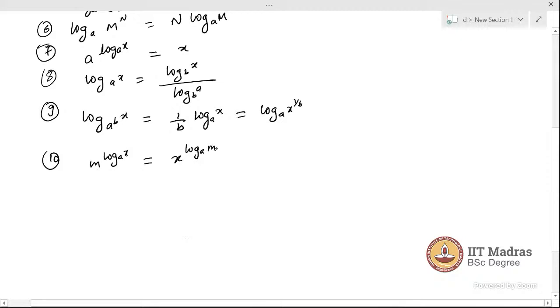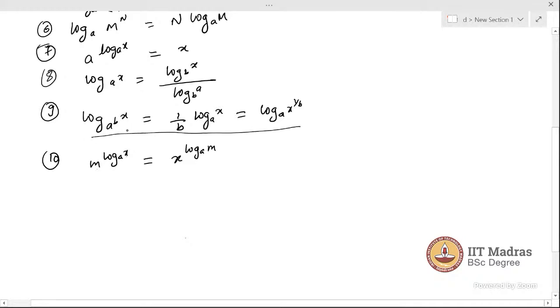Okay. The 9th one I didn't get. Can you explain it? This one. Yes, sir. I got the second and third equations, the 9th one. But the first one, a to the power of log... This one, is it? Yes, sir. That's the one. Okay.